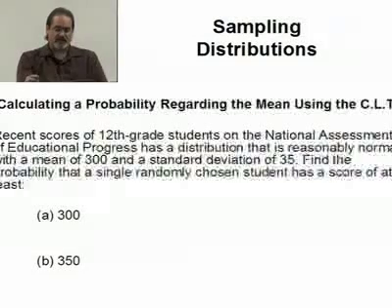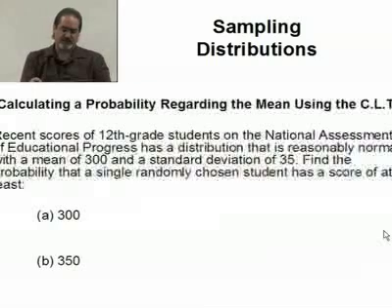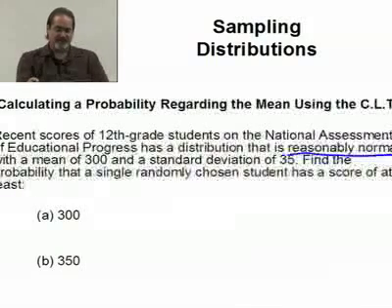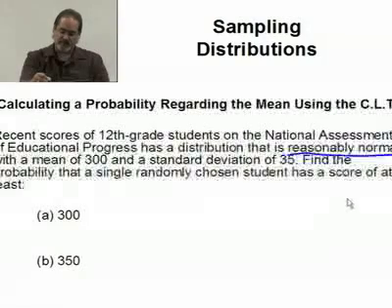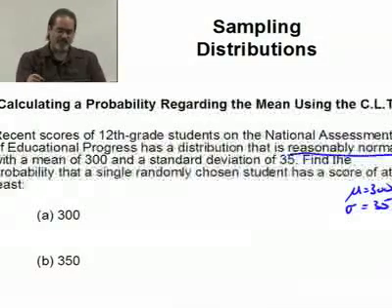Okay, let's calculate some probabilities here real quick. Here's a scenario. Recent scores of 12th grade students on the National Assessment of Educational Progress have a distribution that is reasonably normal. That's kind of important. I'm going to underline that. It's reasonably normal with a mean of 300 and a standard deviation of 35. So I'm going to write that down someplace too. The mean, mu, is 300, and the standard deviation, sigma, is 35. Find the probability that a single randomly chosen student has a score of at least A, 300, and B, 350.